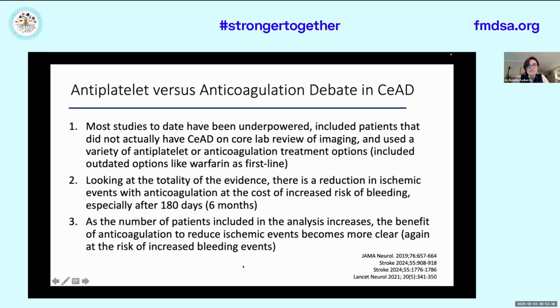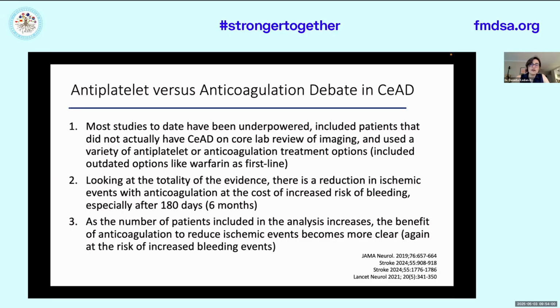And so that's led to this big debate in cervical artery dissection regarding the use of antiplatelet therapy like aspirin or Plavix versus full dose anticoagulation, like, in some cases, warfarin or rivaroxaban, apixaban. The other names are Xarelto and Eliquis. And which one would be best for patients with cervical artery dissection?